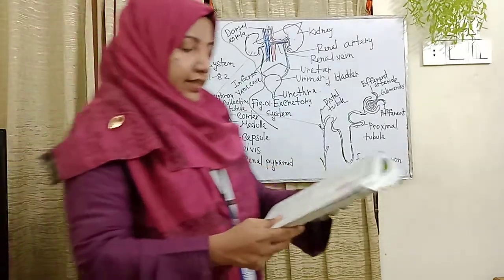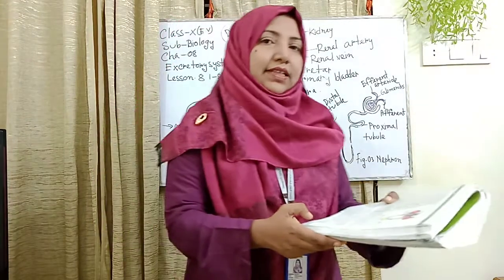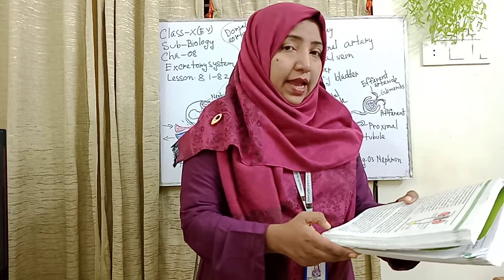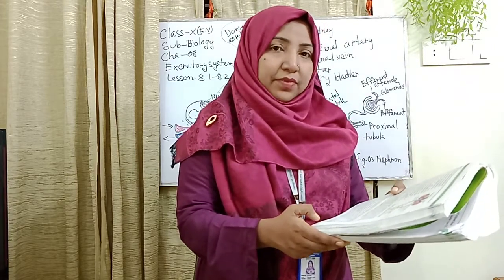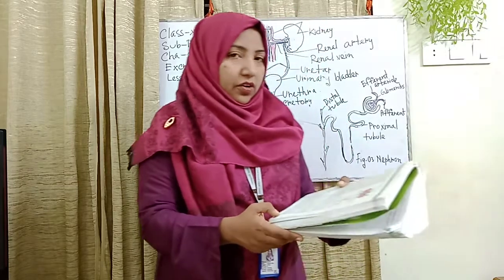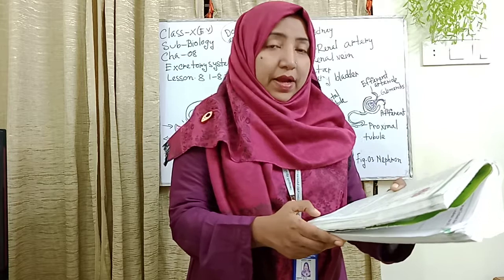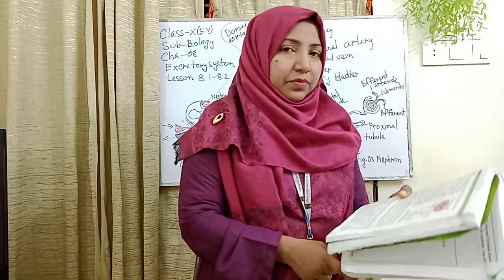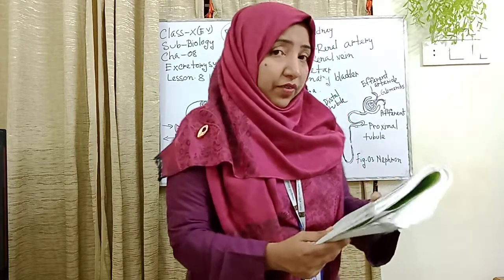The excretory organ of the human body is the kidney. Two kidneys lie at the back of the abdominal cavity, on either side of the vertebral column and at the lower part of the rib cage, attached to the back wall. They are red-brown in color and bean-shaped. The outer side of the kidney is convex.